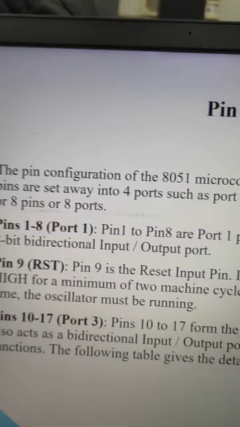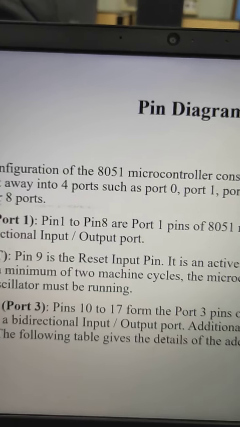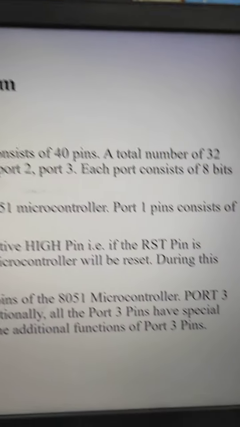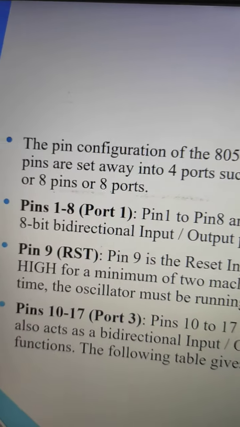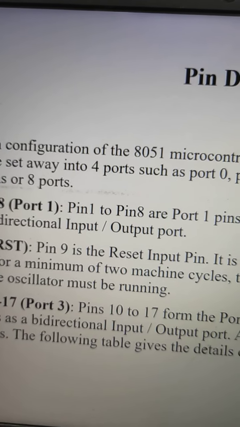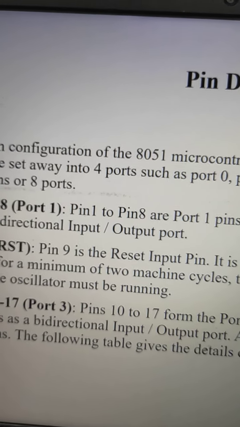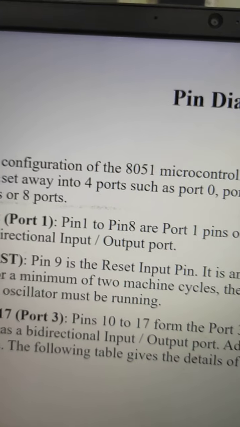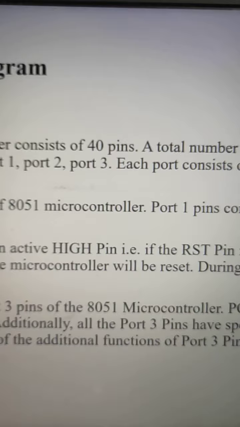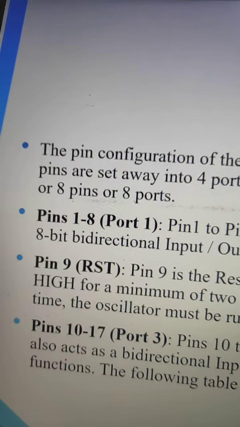These things have been explained here: the pin configuration of the 8051 microcontroller consists of 40 pins. In total, 32 pins are set aside into 4 ports, that is 4 times 8, which is 32. The 4 ports are port 0, port 1, port 2 and port 3. Each port consists of 8 bits or 8 pins itself.